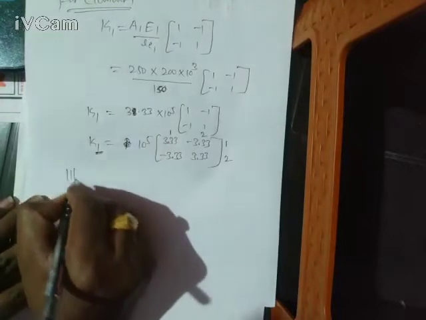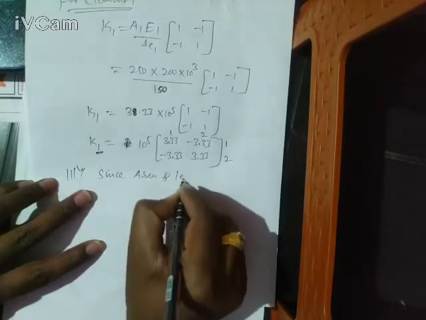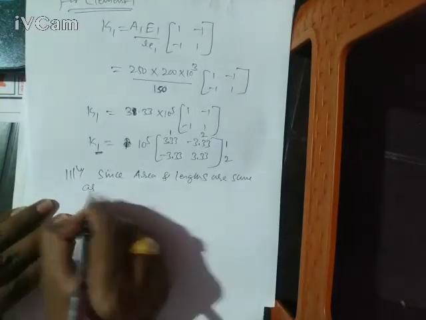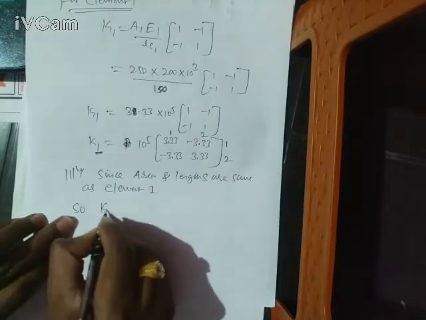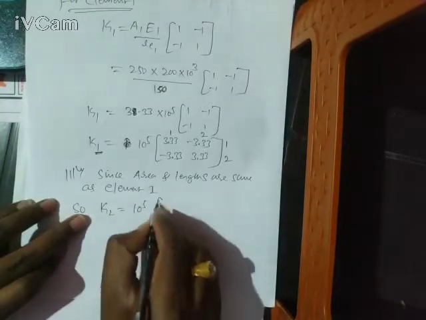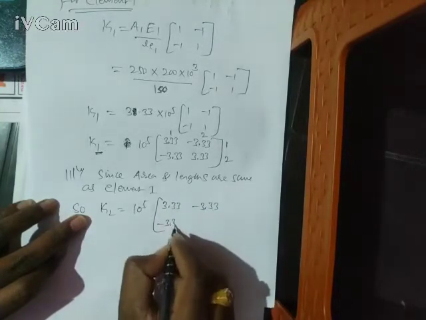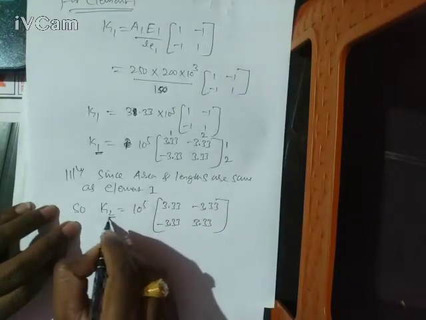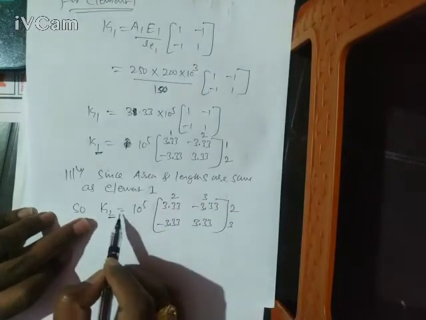Similarly, what is the value of my K2? Since area and lengths are the same as element 1, our K2 will also be equal to 10 to the power 5 into [3.33 -3.33; -3.33 3.33]. Since it is element 2, the node numbers are 2, 3, 2, 3. Why have I written this K2 directly?